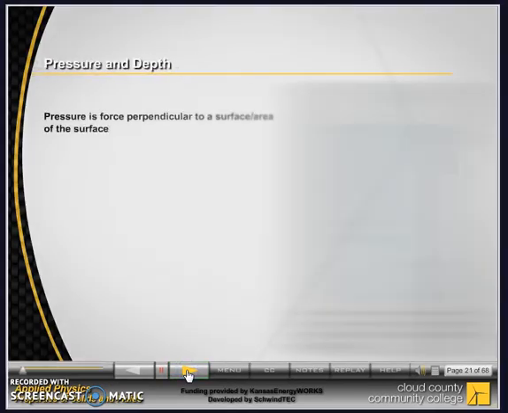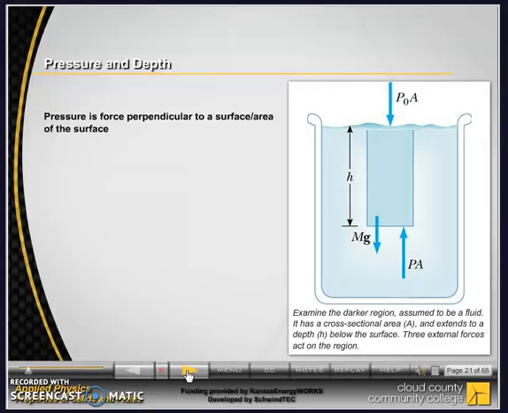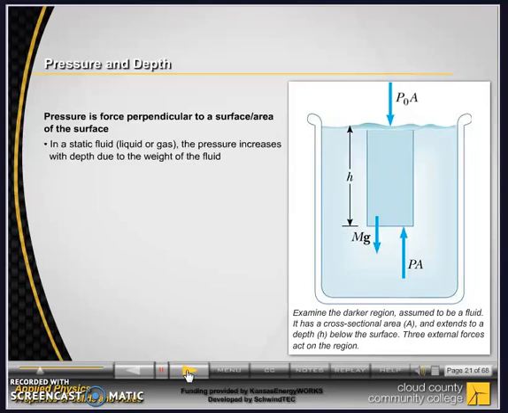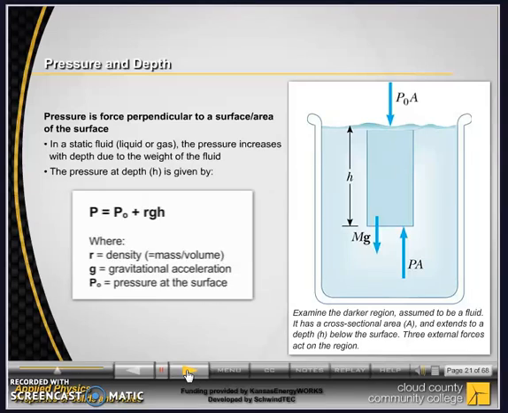Pressure is force perpendicular to a surface, per unit area of the surface. In a static fluid, the pressure increases with depth due to the weight of the fluid. It is easy to show that the pressure at depth h is given by this formula, where ρ equals density, g equals gravitational acceleration, and P₀ equals pressure at the surface.